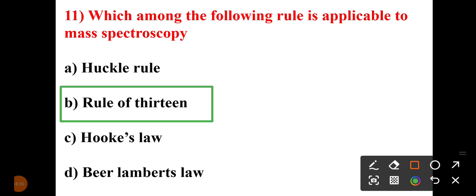How to use the rule of 13? Sometimes they give the molecular weight of your compound, and you have to calculate the molecular formula from the molecular weight. Whatever molecular weight they have given, you divide by 13 to calculate the number of carbons, and from that carbon count and whatever data they have given, you calculate the molecular formula of the compound.